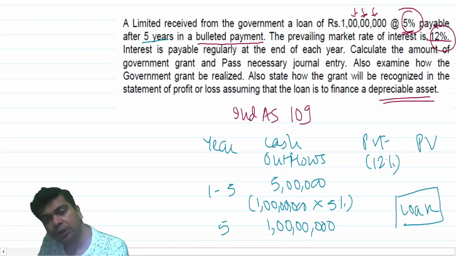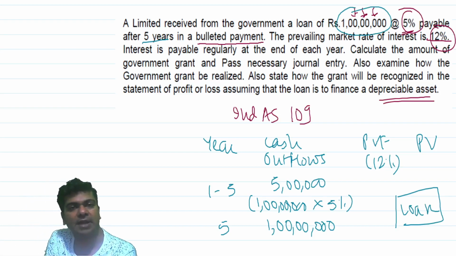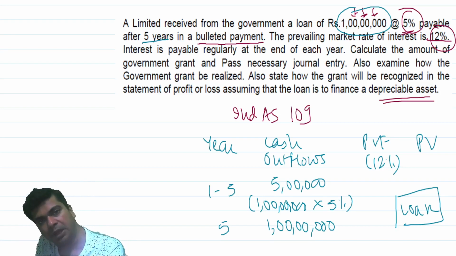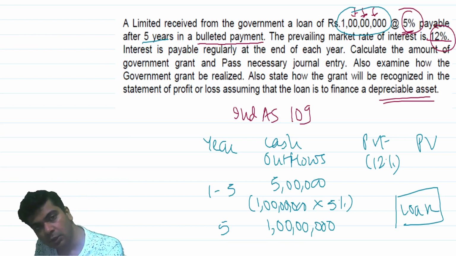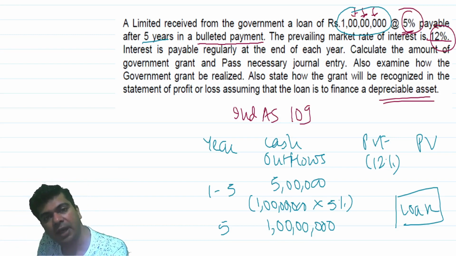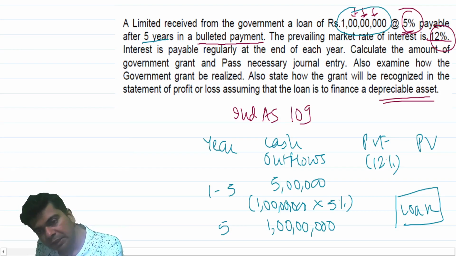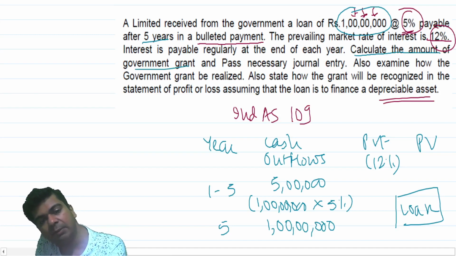Getting it? The total money received by us is 1 crore. From 1 crore, deduct the amount of the loan. Whatever extra you are getting, that is the benefit which is getting passed on to us, because we are getting this loan at a concessional rate of interest. That difference will be treated as a government grant. First question is calculate the amount of government grant. This is how I'll get the amount of the government grant.